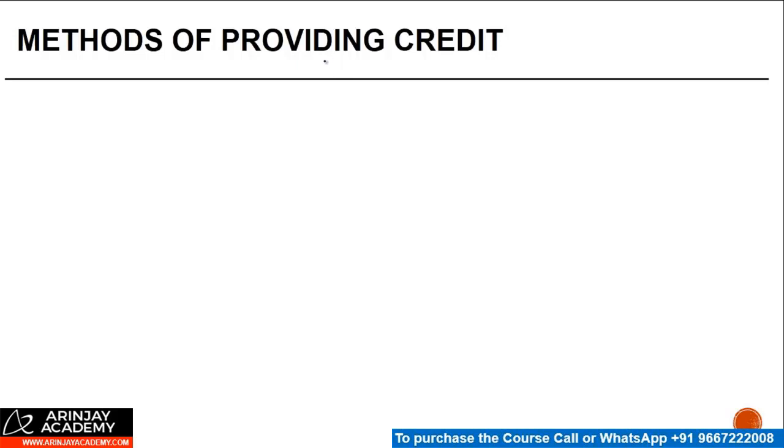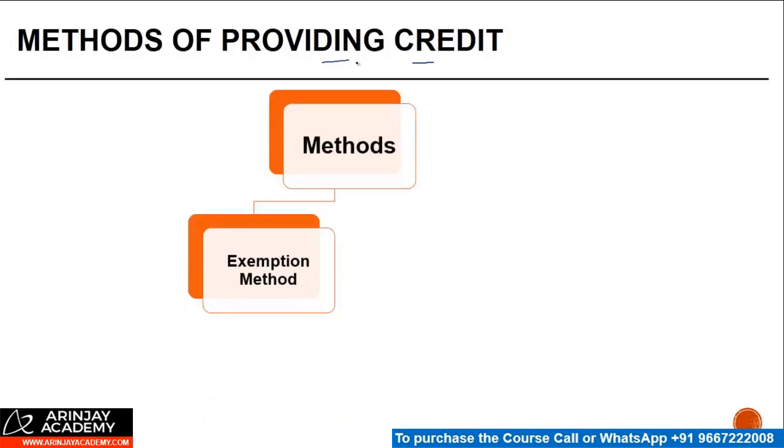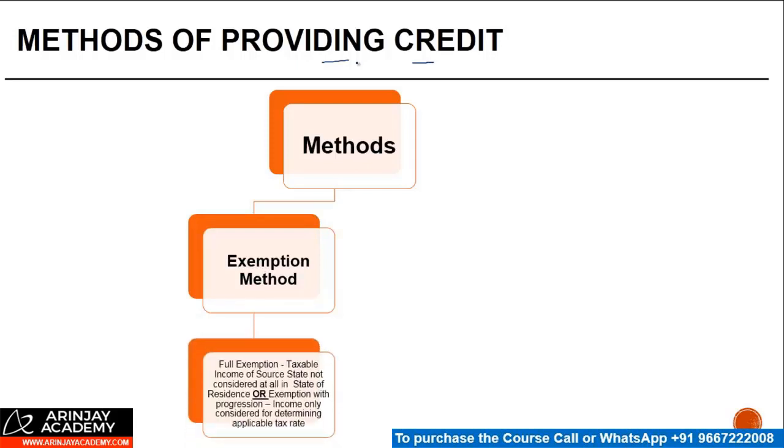Methods of providing credit. Now, we discussed that if there is any tax paid in the source state, the state of residence should give a credit for those taxes. But how would the procedure actually work? There are two methods which are applicable: the exemption method and the credit method. So let's first discuss the exemption method.